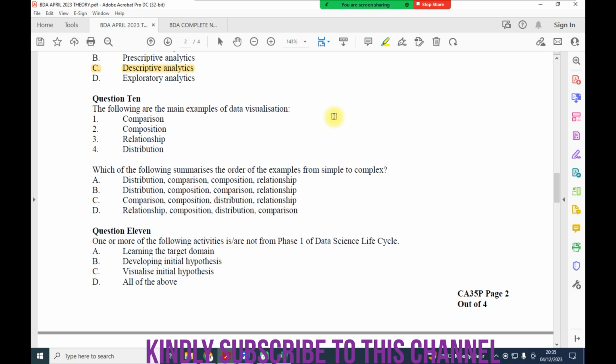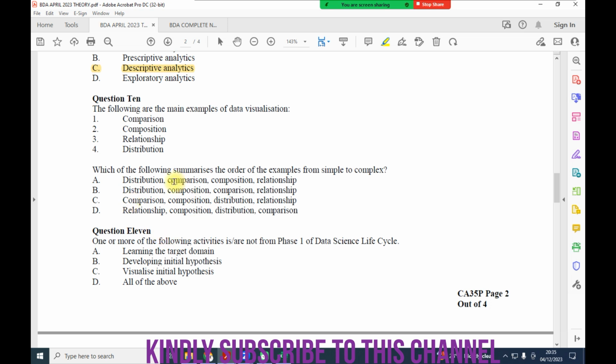Then we were going to comparison. Just a reference to what we had done, comparison. Then the other one, after comparison, we were going to distribution. Then we were going to the other ones we are calling relationship and composition. That is under the previous question for August, the one that we did for August.